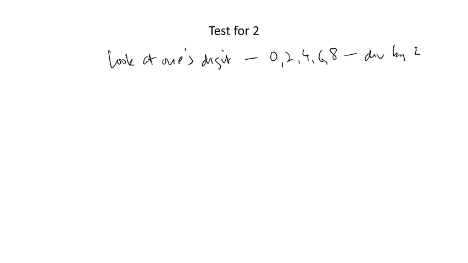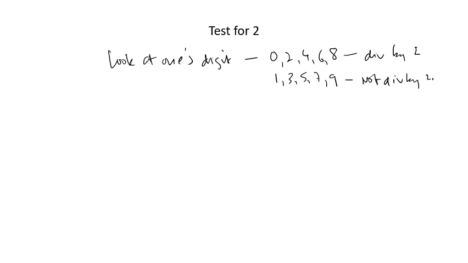So my test for 2 is simply going to be to look at the ones digit. If it is a 0, 2, 4, 6, or 8, then it is divisible by 2. If it's a 1, 3, 5, 7, or 9, then it is not divisible by 2. That's it. If the ones digit is even, then the whole number is even. If the ones digit is odd, then the number is not even. And we talked about this already.